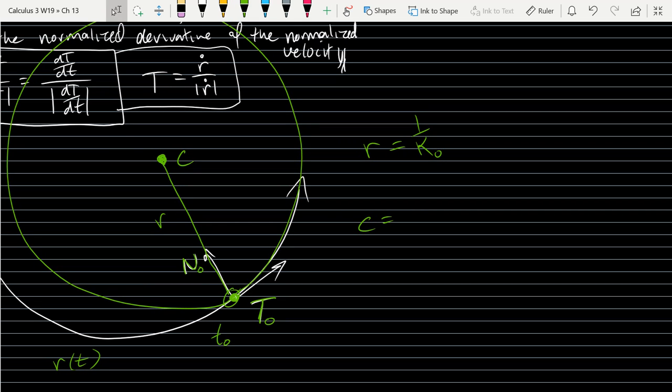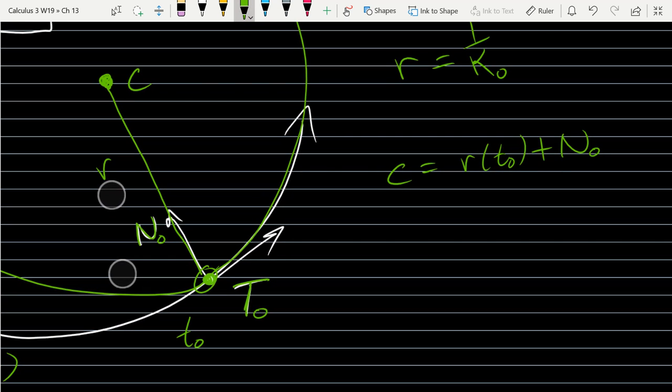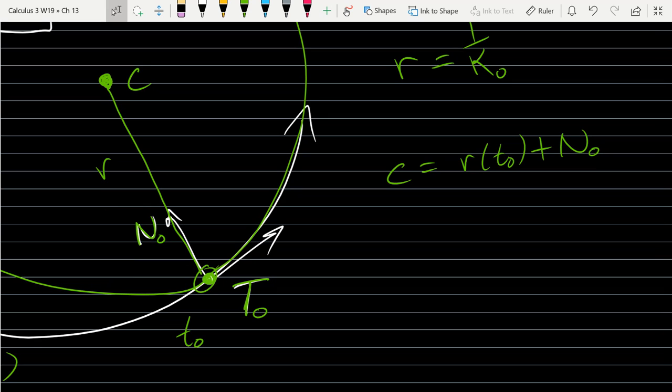So I can write out this center. It's going to be r of t0 plus n of t0. I'll just call that n0. Now, how far in the n direction should I go? I want to go r in that direction. Good news is n's already a unit vector, so if I need to go 4 in that direction, it's just 4 n0 because we already normalized n0. So it's just r, and r is 1 over k, or 1 over kappa. So that's our center right there.